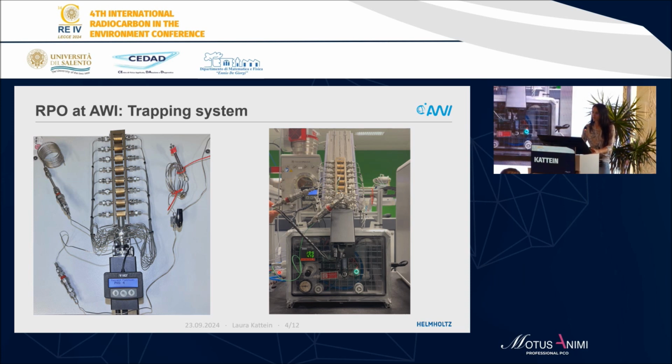And this heating process then liberates the CO2 from the traps, and the CO2 is carried from the traps through this tubing into the gas ion source interface from the Mikadas, and from there directly into the gas ion source when we do the 14C measurements.